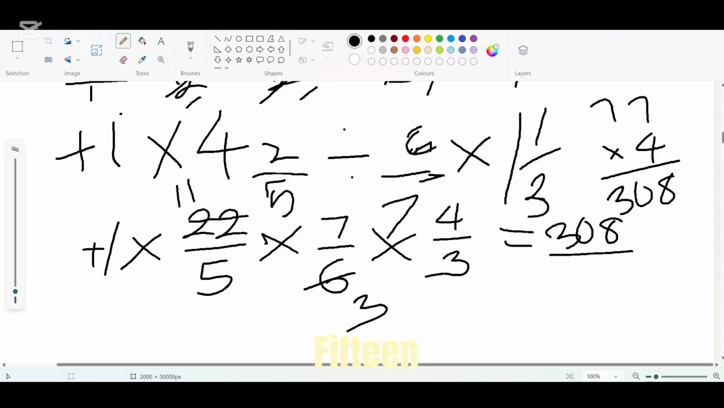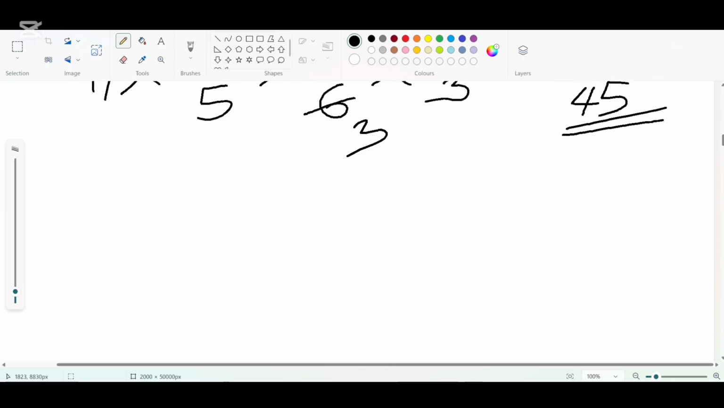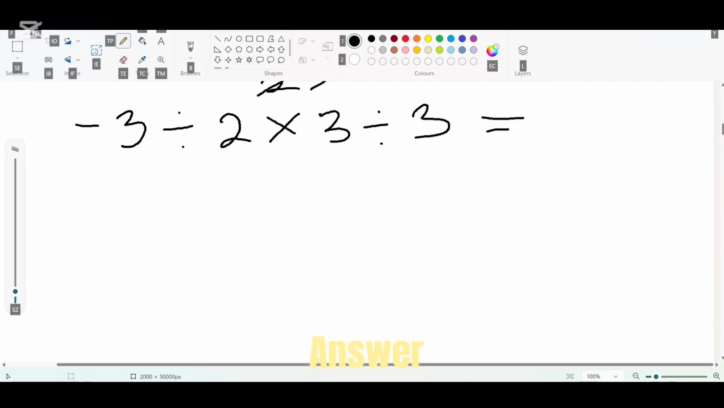5 times 3, 15. And 15 times 3 is 45. So put 45 here. So 308 all over 45, which is going to be the final answer. Okay? But the answer will have a minus because there is only one minus there, right? Okay. So the answer will have minus.